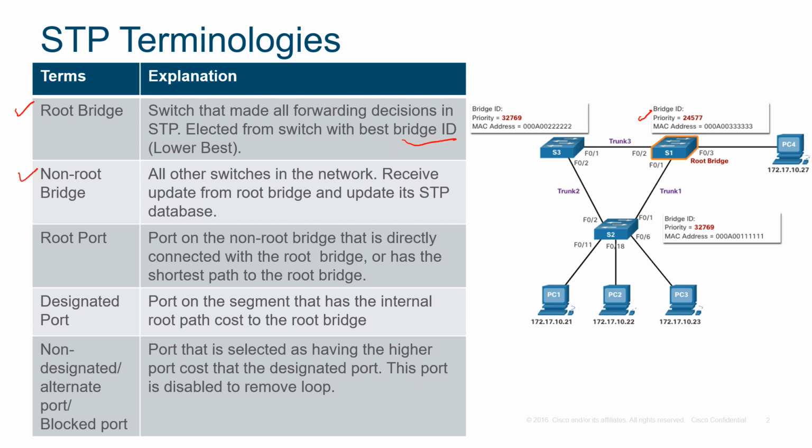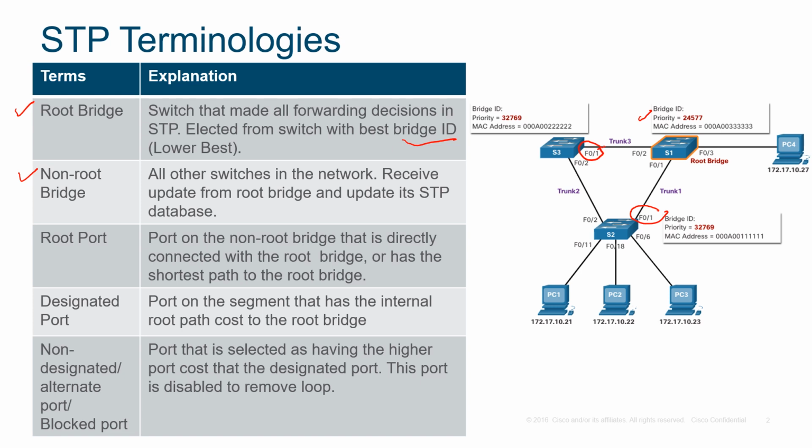Then we have other terminologies. I have explained about root bridge and non-root bridge. Now let's look at the root port. What is the root port? All switches have ports that are connected to links to other switches. The port on the non-root bridge that is directly connected to the root bridge, or has the shortest path to the root bridge, will become the root port. In this example, the non-root bridges are S2 and S3. On S2, for example, F0/1 is the port that is directly connected to the root bridge. And on S3, F0/1 is also the port that is directly connected to the root bridge. So it will become the root port.